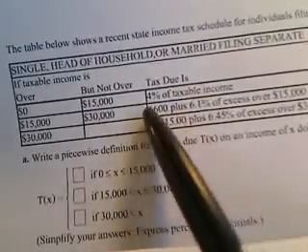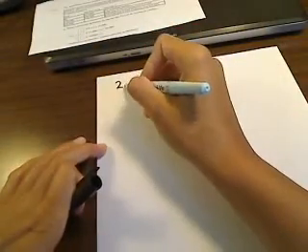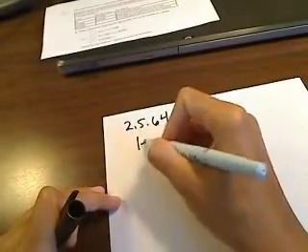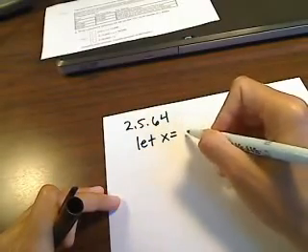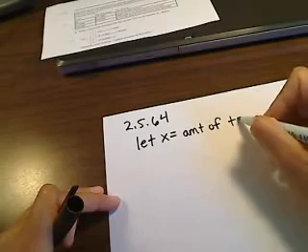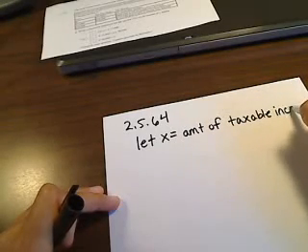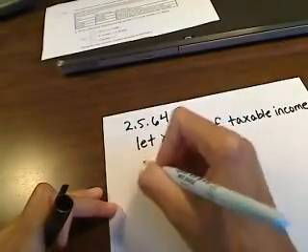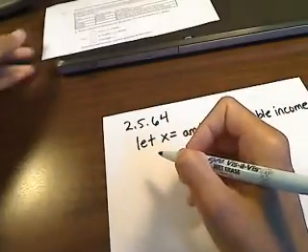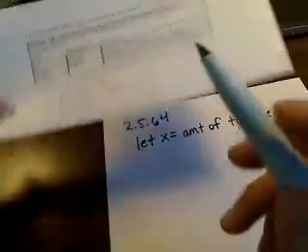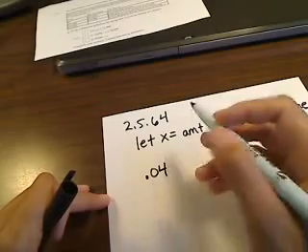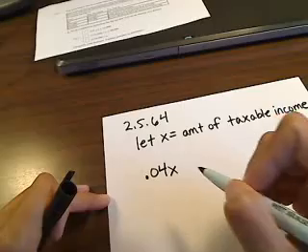It says that we're dealing with 4% of our taxable income. Well, if we let x equal the amount of taxable income, then for this first portion of the piecewise function, 4% of the taxable income, which is represented in decimal form as 0.04, times x would be the amount that we would owe.